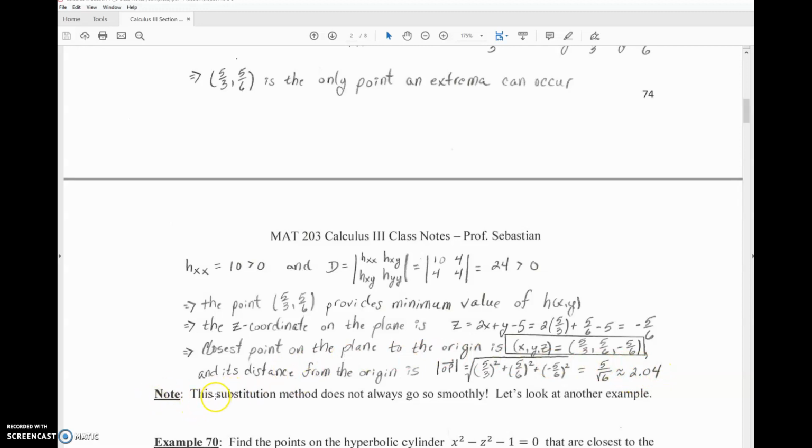So I said it earlier, but note that this substitution method does not always go so smoothly, and I'm going to look at an example now where it does not work, and I'll try to explain to you why it doesn't work.